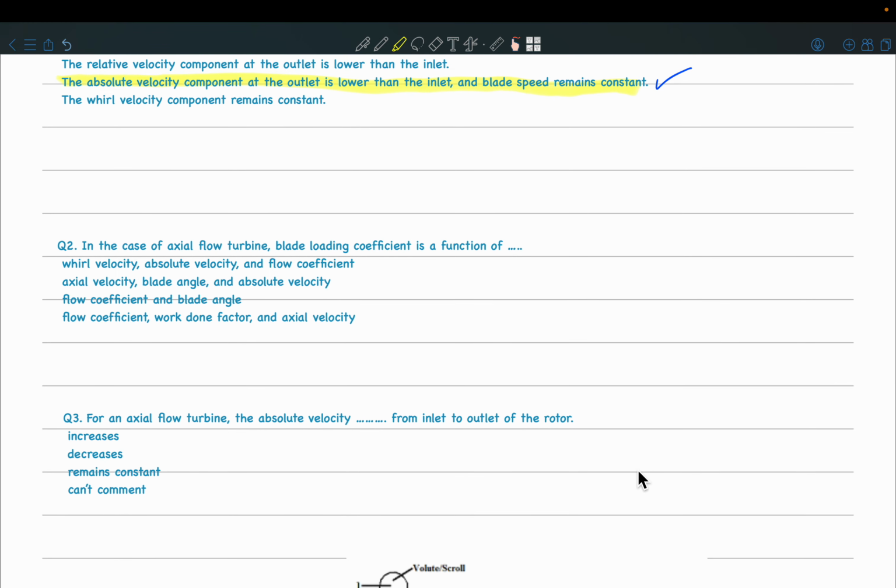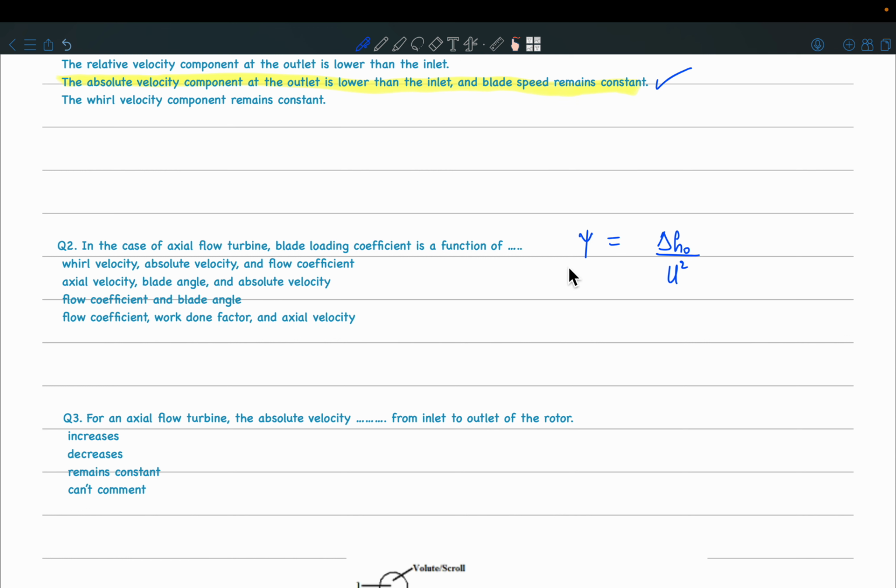Okay. Question 2. In the case of axial flow turbine, blade loading coefficient is a function of what? So what is blade loading coefficient? We know it is this value psi, which is defined as delta h naught by u square, right? So you're basically rotating the shaft, which is rotating these rotor blades. That is the amount of work that you are providing, and it can be quantified by u square. And then you are basically asking how much work is done by the rotor on the fluid itself. So that is this ratio psi.